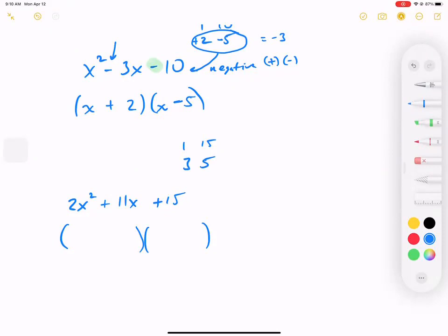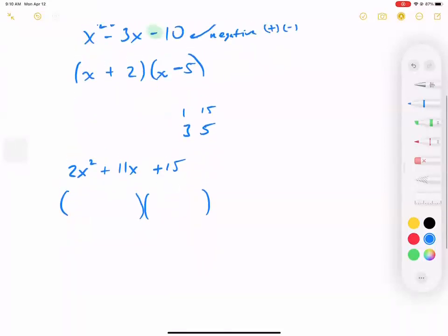And the reason why is because let's look at what we normally do when we are FOILing, when we're multiplying these out. So the answer I'm going to write here is 2x and x, that's how we got 2x squared. In the back, we're going to choose the numbers 5 and 3. So I'm going to put a 3 here, and a 5, and plus, plus.